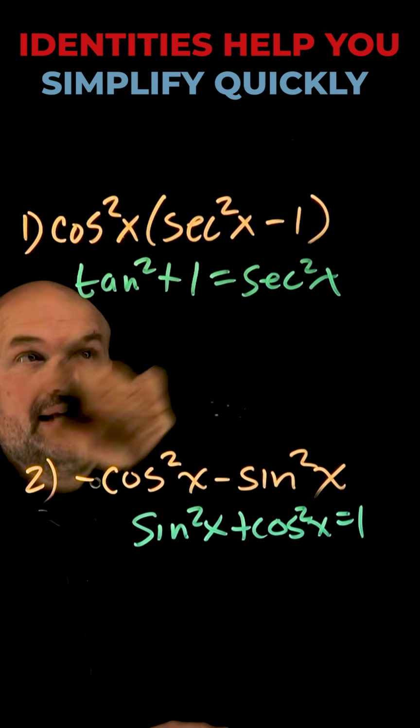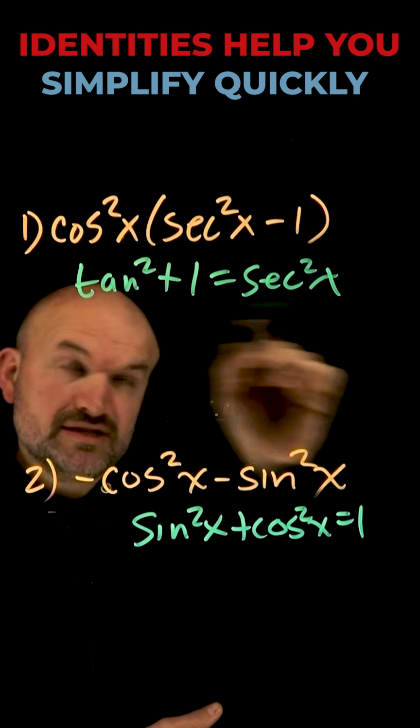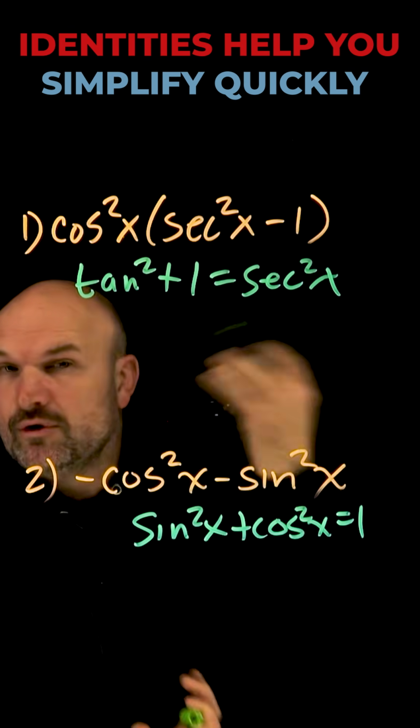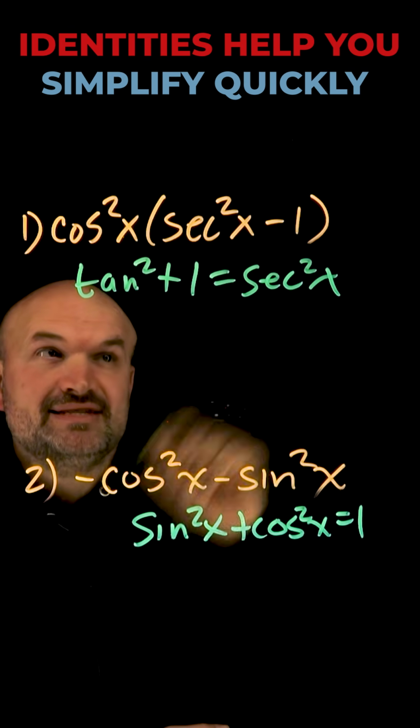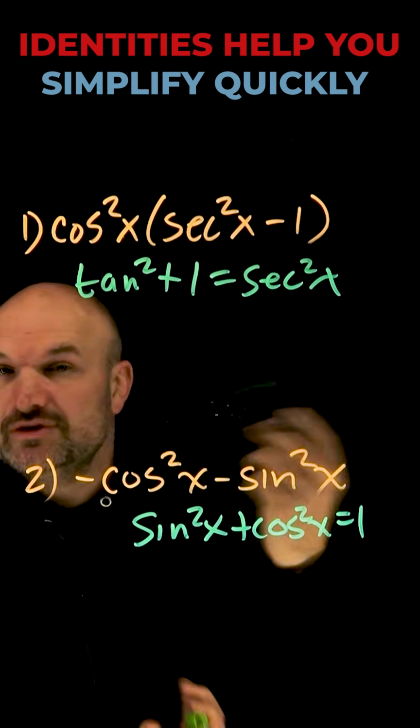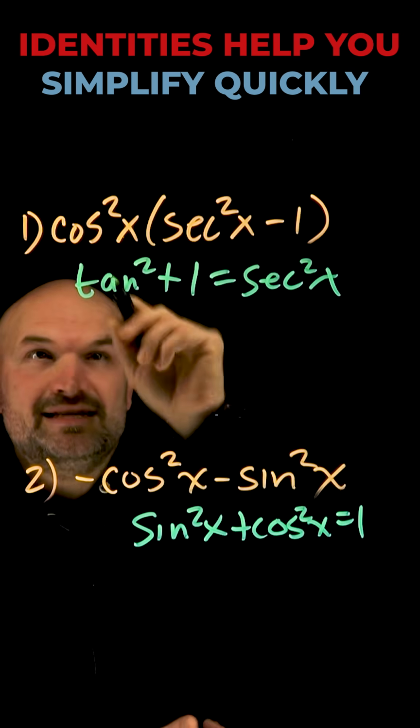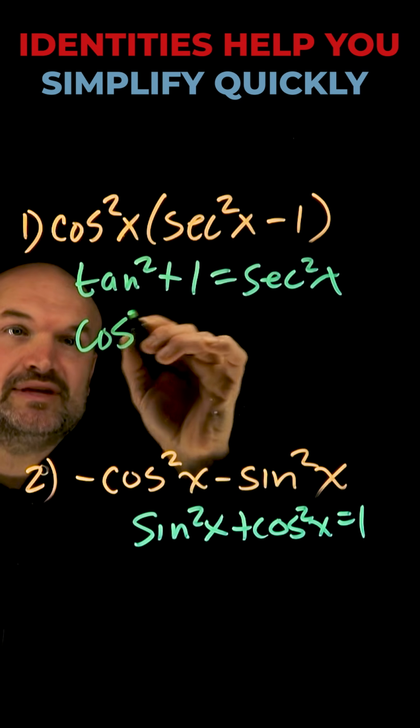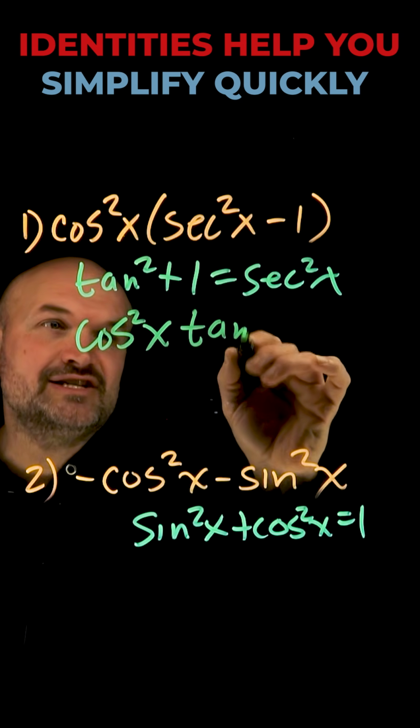So in this case, you can see that I have a secant squared of x minus 1. Well, here's the Pythagorean identity we mostly understand or remember. But if I just subtract a 1 on both sides, I can see secant squared of x minus 1 is going to be equal to tangent squared. So then I'm left with a cosine of x times a tangent squared of x.